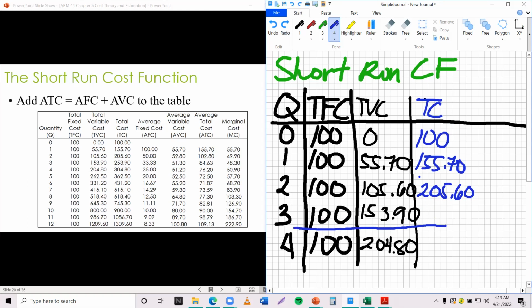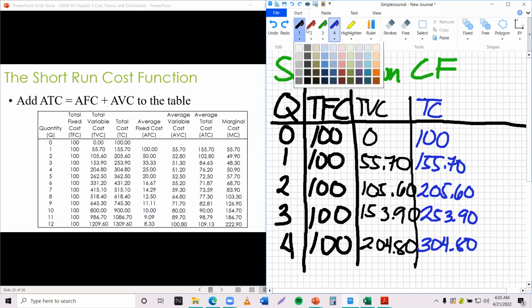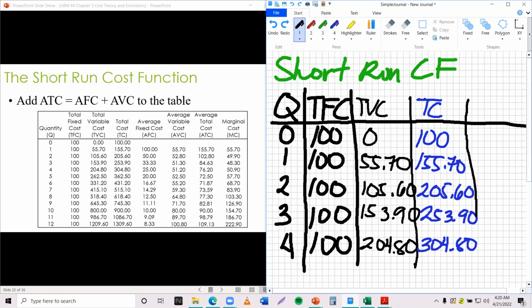Next is this one, that would be 253.90, adding the 100. Next would be the last one, at quantity of 4. It is the same as our given here. So that's how we'll get our total cost.